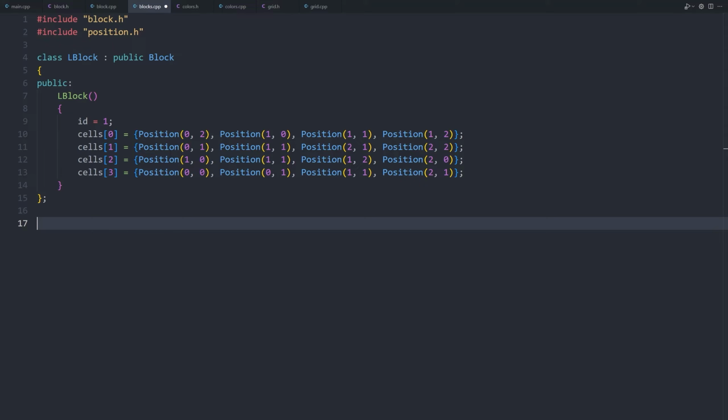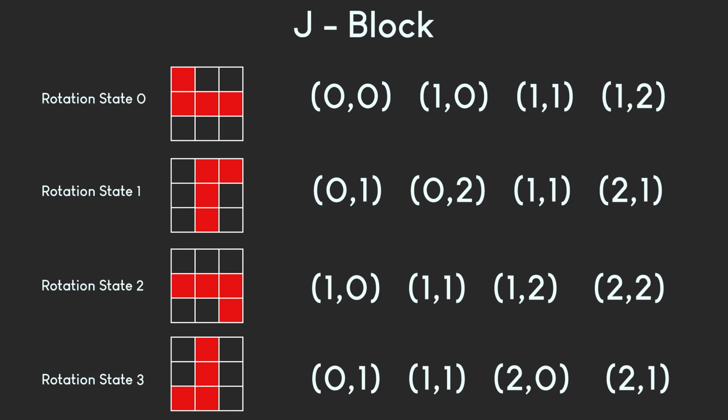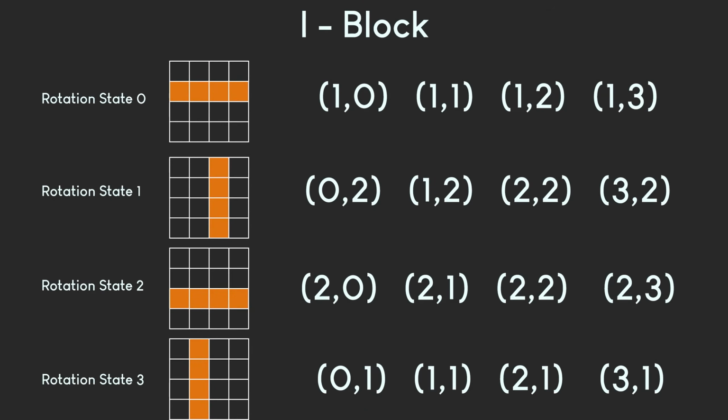Once we have all the block classes defined, we can easily create instances of each block type in our main program. As an exercise, take a moment to write the remaining classes yourself. I will provide you with all the data you need for each block. Simply use the same format as we did with the L block class and fill in the positions of the occupied cells for each rotation state. Here comes the data. Pause the video for each block and fill in the data.